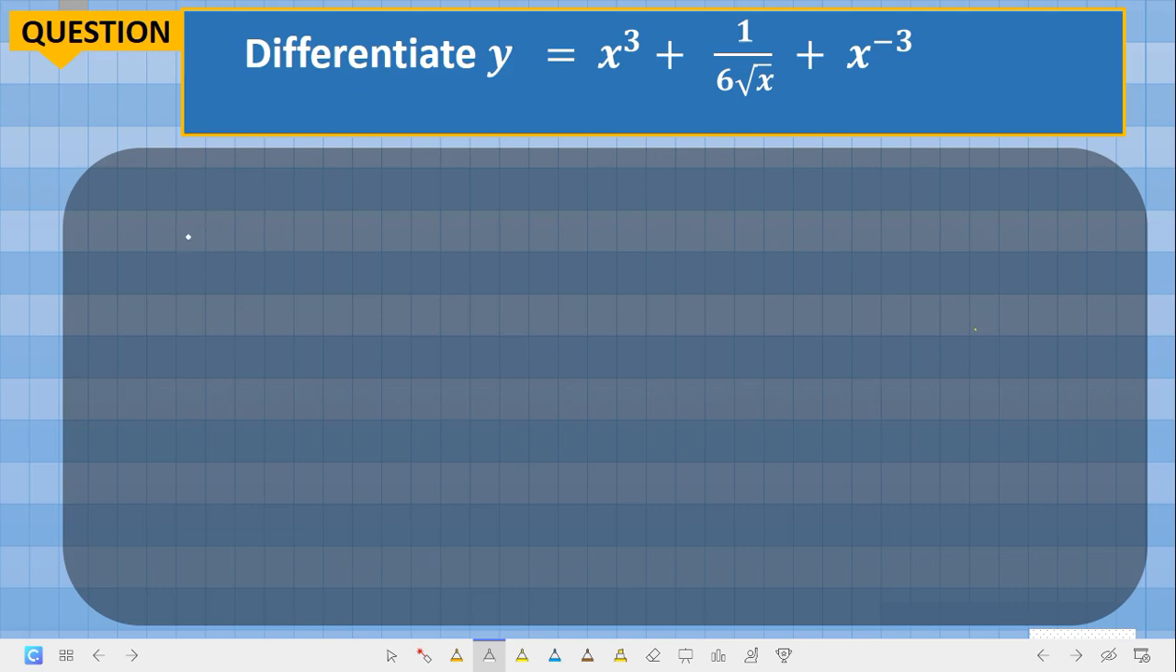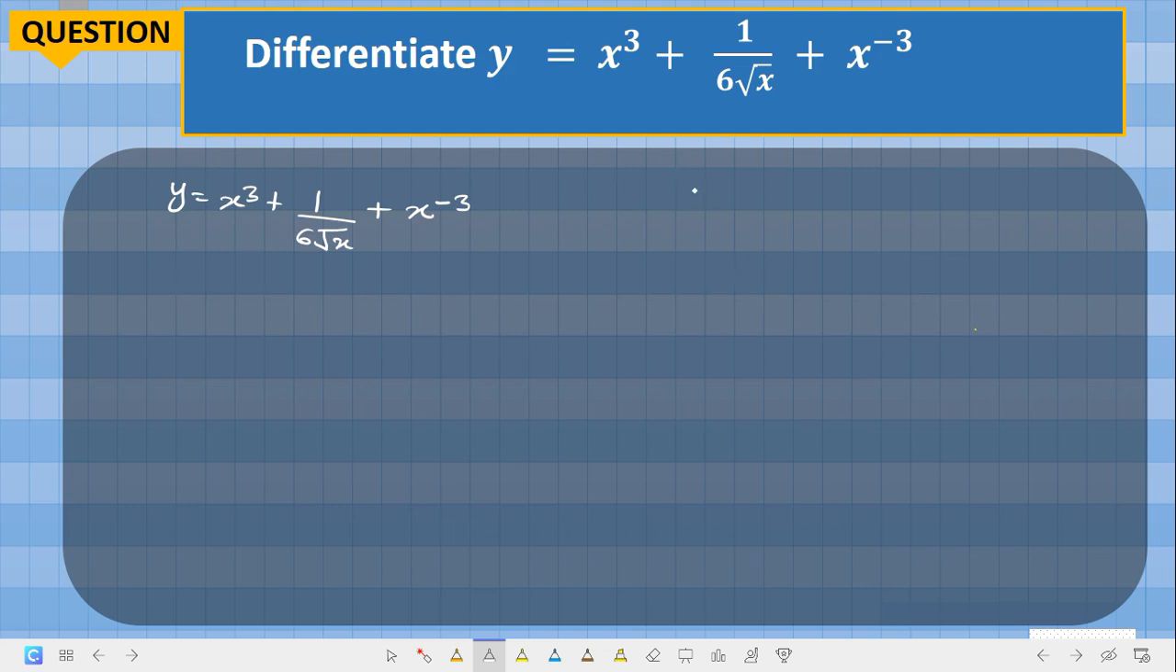Now the first question here says, given that y was given as s raised to the power of 3 plus 1 all over 6 root x plus s raised to the power of minus 3. So you should find dy ds or differentiate. Now how do you differentiate this? Before you differentiate, make sure that the equation is in the linear form.